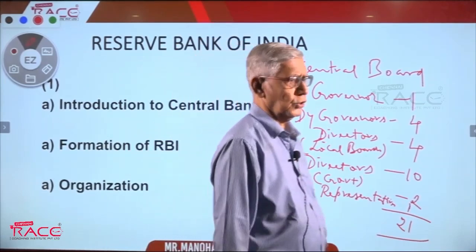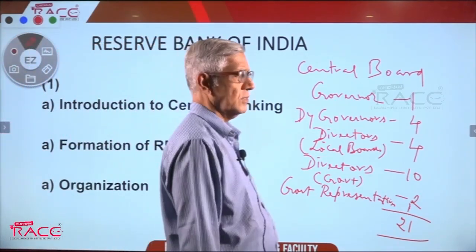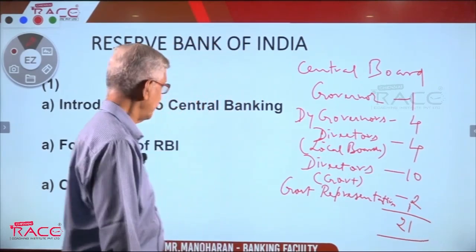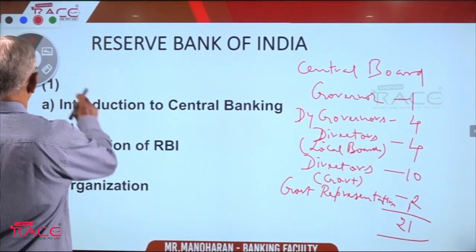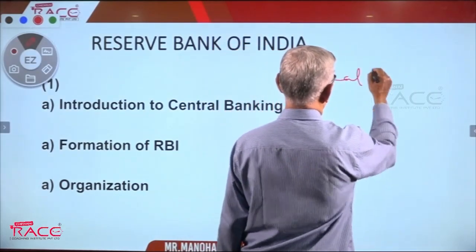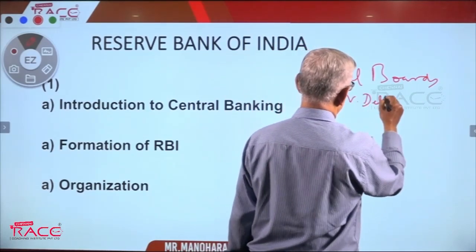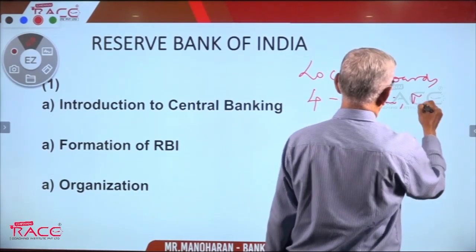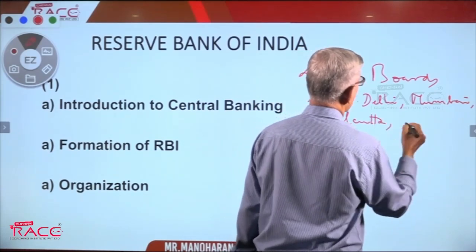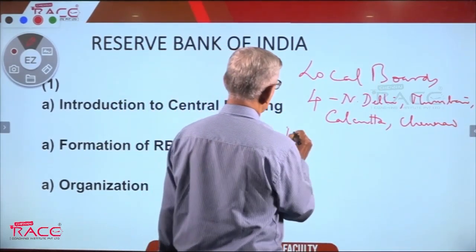And it meets at least 6 times in a year. That means at least once in 2 months. That is the central board. Because the head office is in Bombay, it meets in Mumbai. Then local boards. Four: New Delhi for the northern region, then Mumbai, then Calcutta and Chennai. 4 local boards headed by a manager in charge.